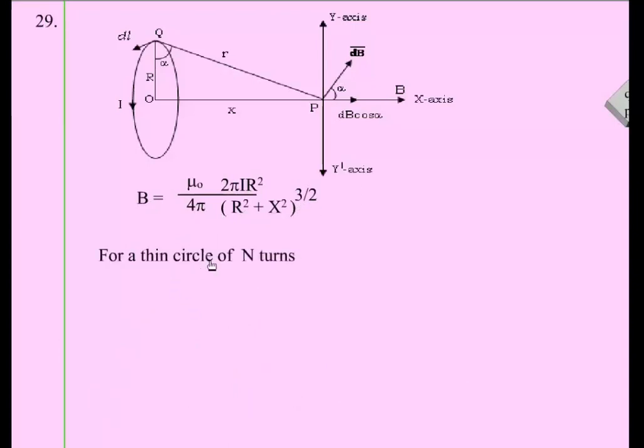So from the thin circle, for the thin circle of n turns, of course this expression is for this single turn. If this contains n number of turns, then n has to be multiplied here. Therefore B is equal to mu naught by 4 pi, 2 pi I R square, here n is the number of turns, divided by R square plus x square whole to the power of 3 by 2. So this is an expression for the magnetic field at a point due to a current carrying circular loop.